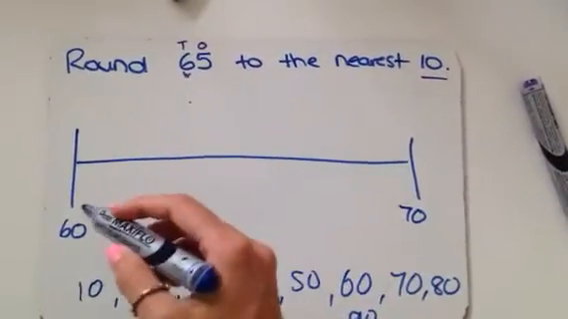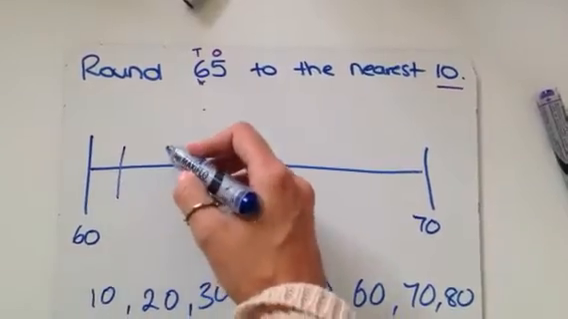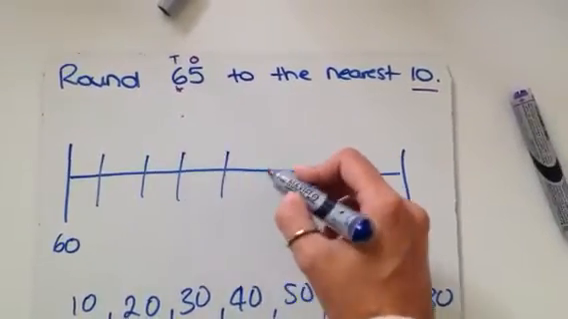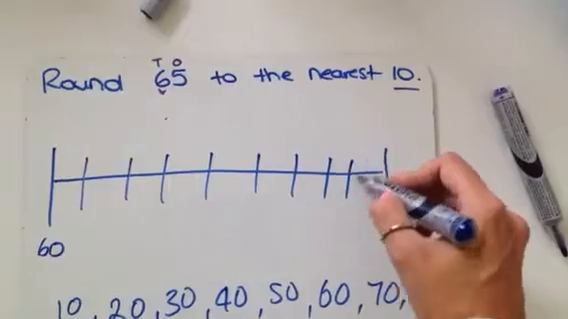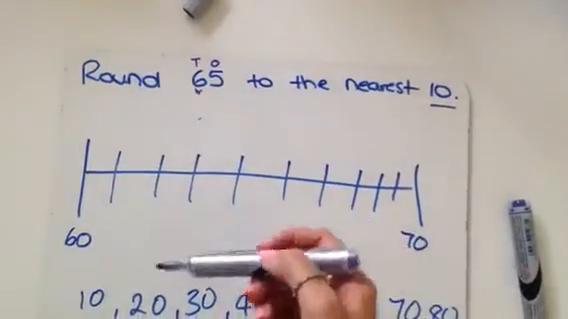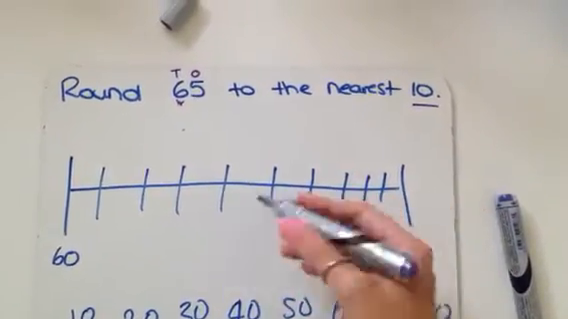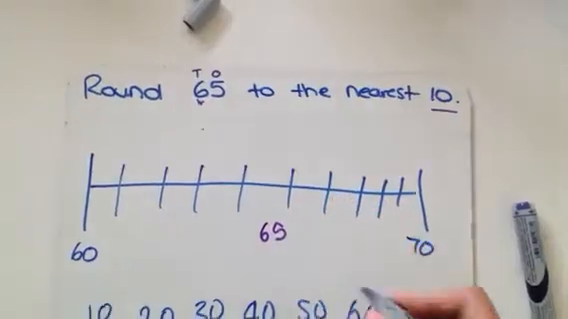So on my number line between 60 and 70, I have 9 little lines representing 61, 62, 63, 64, 65, 66, 67, 68, 69, and 70. We then plot the number 65 on the number line, 61, 62, 63, 64, 65. So this is 65 over here.